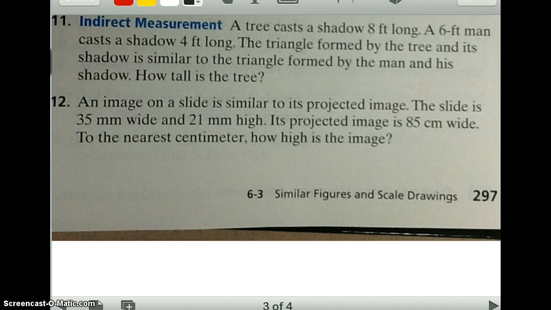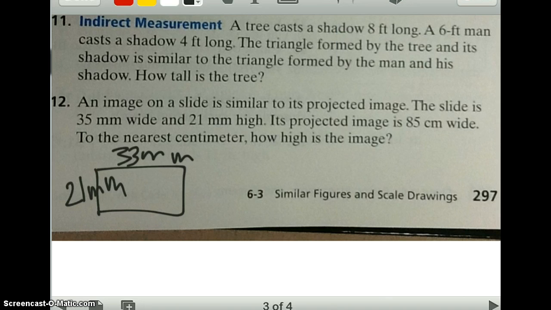The next one: an image on a slide is similar to its projected image. The slide is 35 millimeters wide, and it's 21 millimeters high. A lot of people have said, oh no, its projected image is 85 centimeters wide. To the nearest centimeter, how high is the image? Well, do I have to change from millimeters to centimeters? Nope, not even important. We just know this one is a lot bigger.